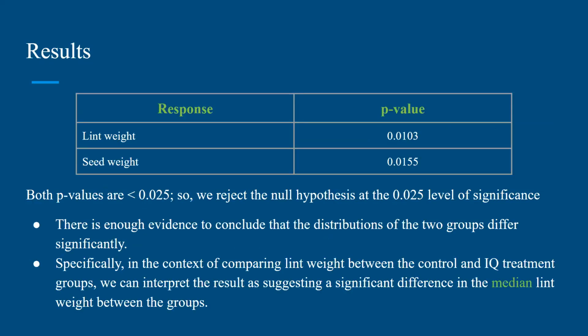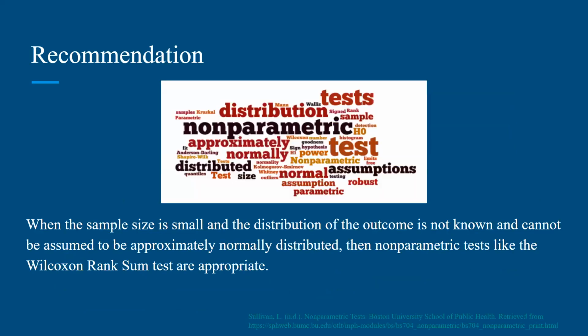So here are some results from the Wilcoxon rank sum test. As you can see, both p-values are less than 0.025, meaning that we can reject the null hypothesis at the 0.025 level of significance and conclude that the distributions of the treatment plants and the control plants were significantly different, meaning that the biostimulant did have an effect on the cotton. My recommendation when dealing with data that has a small sample size and outcomes that are not normally distributed is using nonparametric tests like the Wilcoxon rank sum test, as they're flexible and quite easy to do.